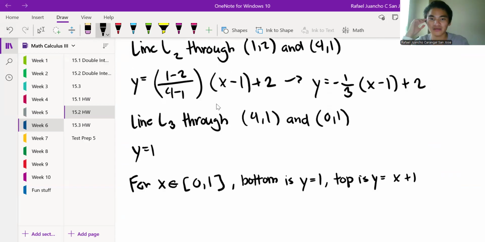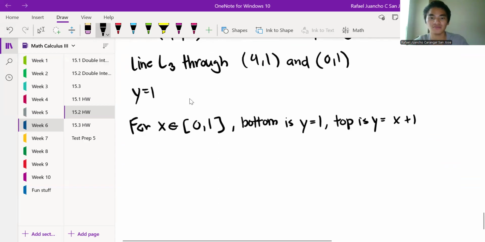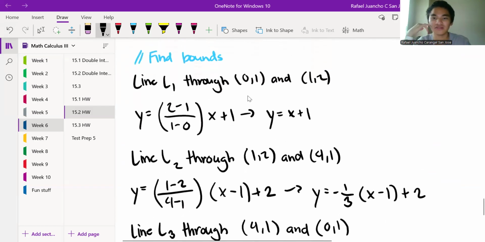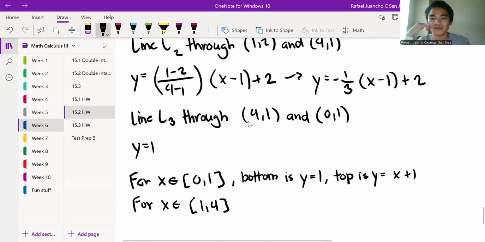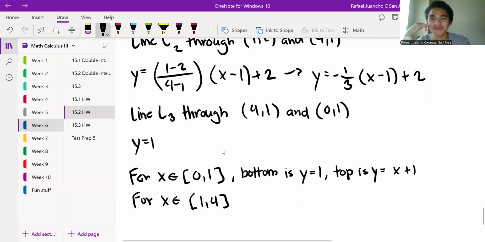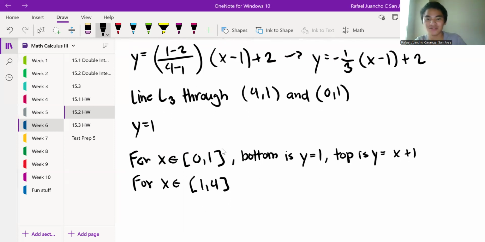And then for my line 2, so let's say this is when x goes from 1 to 4. In this case, this is from 0 to 1, this is from 1 to 4. So yeah, this is when bottom is again y equals 1. And then top here is this function.